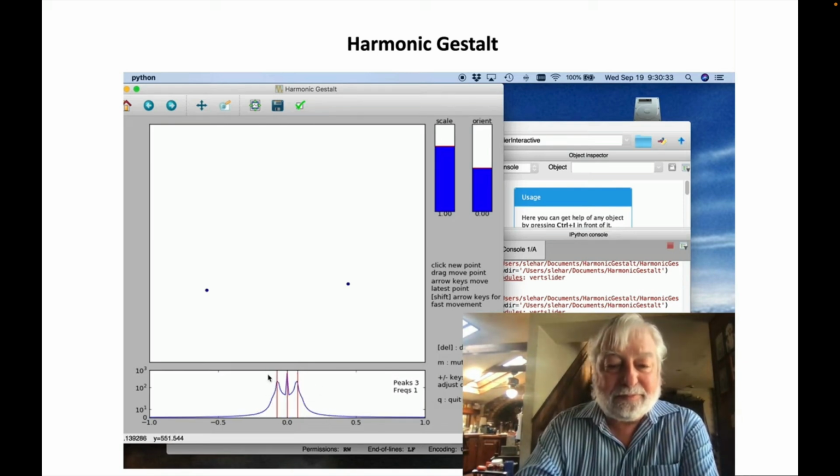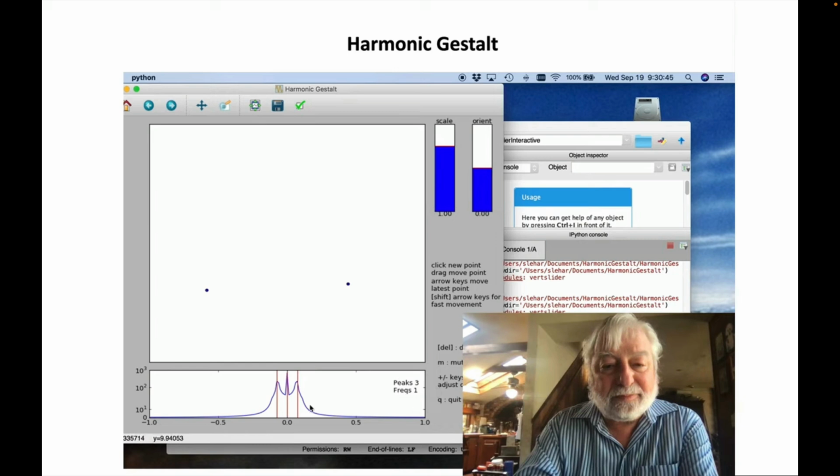Down here we see a Fourier transform. There's the DC term at the center. The left and right sides are symmetrically identical to each other. So this is just one frequency. These 3 peaks here represent one dominant frequency that varies as a function of separation between the dots.